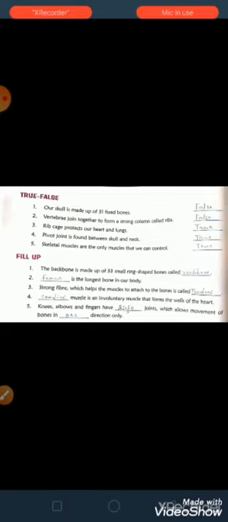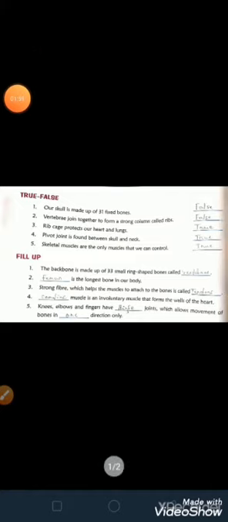No, it is not true. Already I have written false here. So this statement is false because our skull is not made up of 31 fixed bones. It is made up of only 21 fixed bones. That's why this statement is false.